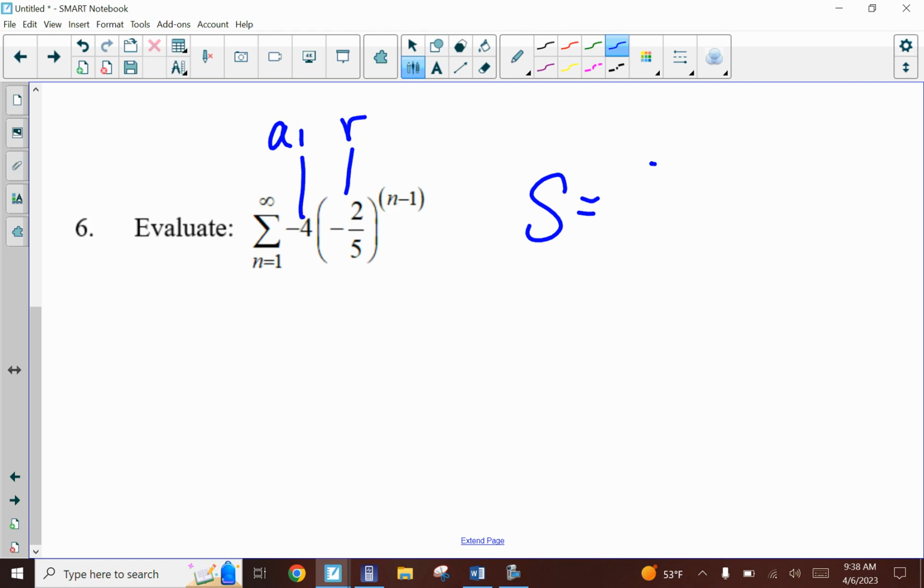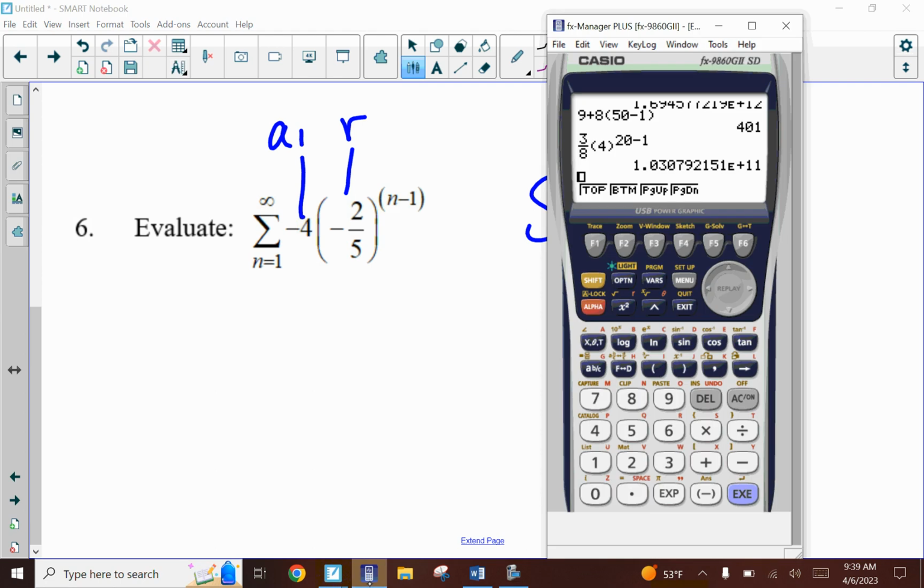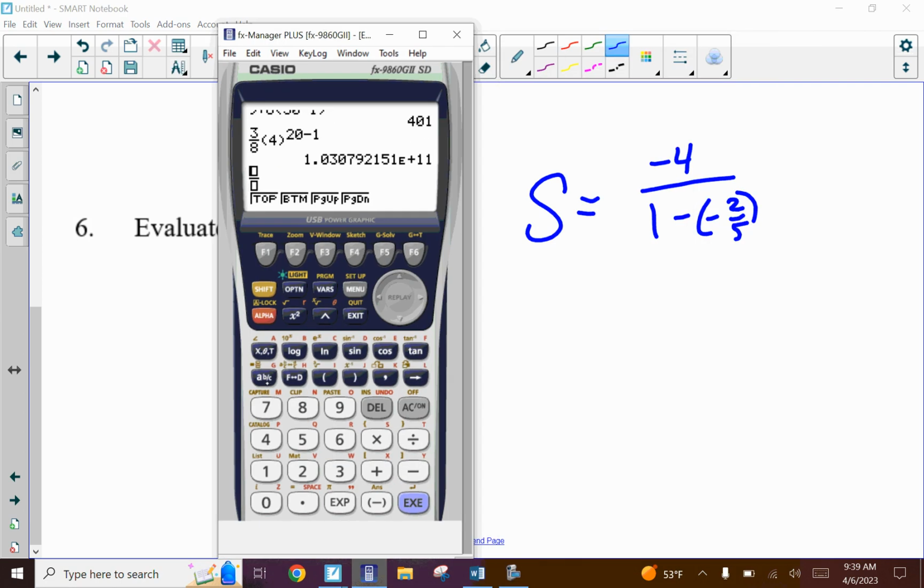So you're going to just use the first number, and then you're going to do 1 minus r. Your r is negative 2/5. Put that in the calculator, and it should add up to a finite answer. So we'll have negative 4, and then 1 minus negative 2/5.